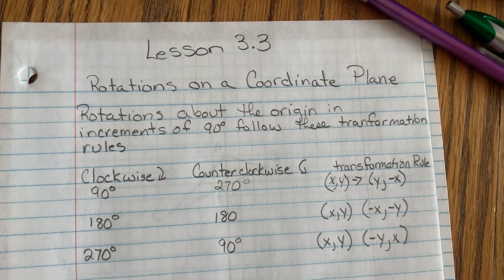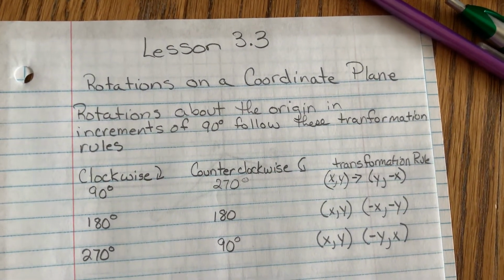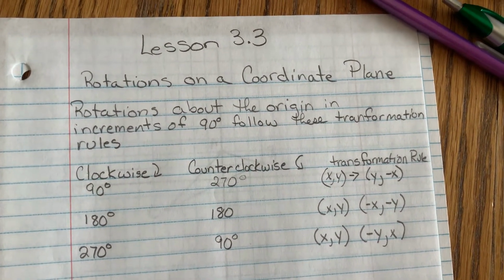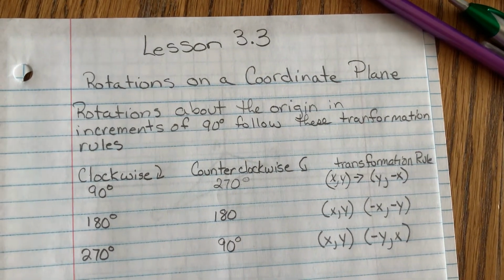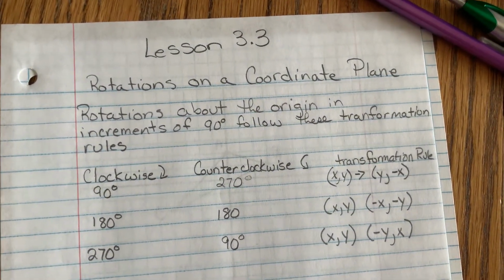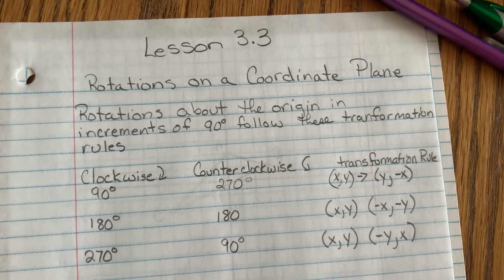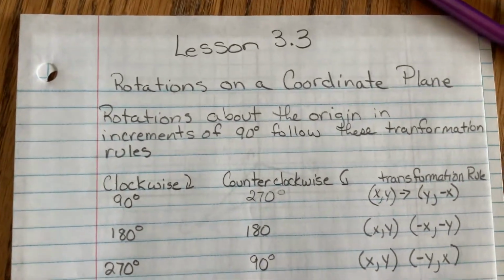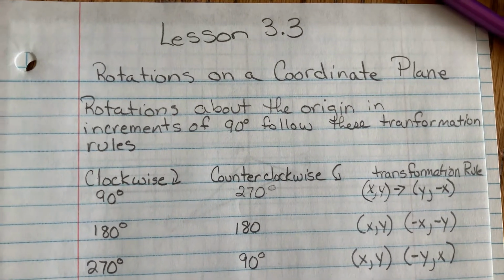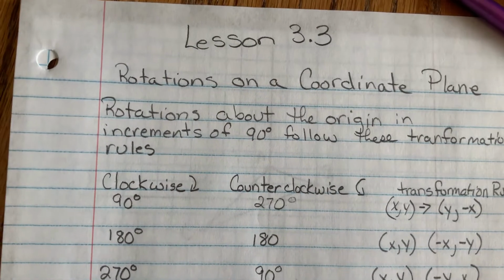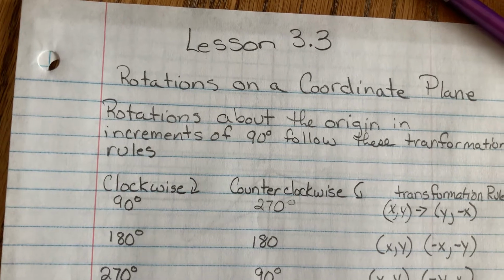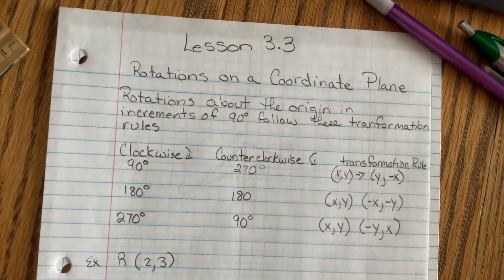Follow the transformation rule. If you think about a clock, going 90 degrees clockwise and 270 degrees counterclockwise, you're really at the same point. Same way with 180 degrees. If I go 180 clockwise, it's the same as 180 counterclockwise. And if I go 270 degrees clockwise, the counterclockwise is the same as 90 degrees. If I go 90 degrees on a clock, I'm at 3 o'clock, but if I go backwards 270 degrees, now I'm at 3 o'clock as well, right?